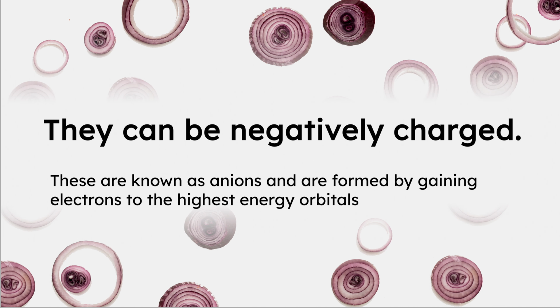These are called anions. These are formed by gaining electrons to the highest energy orbitals. Another way to remember it is that if you don't like onions, then they are negative to you. Therefore, anions are negative ions.